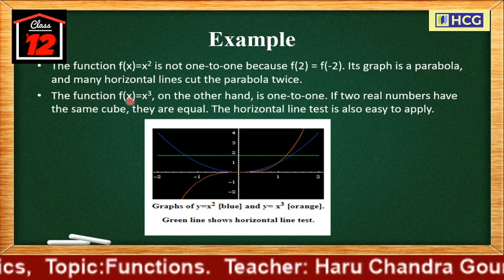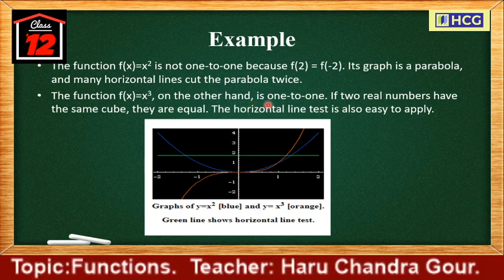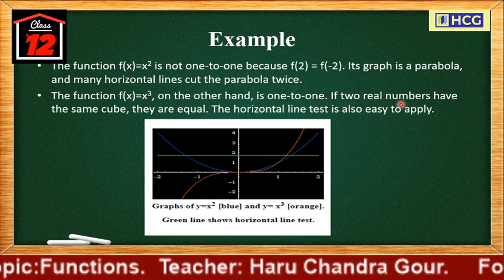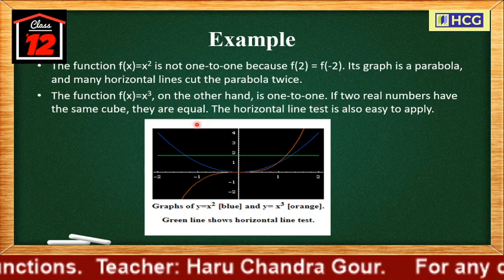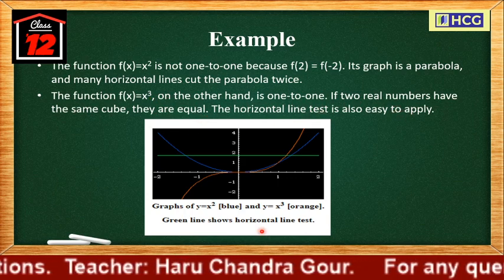Now the function f(x) equals x cube from R to R, on the other hand, is one-to-one. If two real numbers have the same cube, then they are equal. And the horizontal line test is also easy to apply.